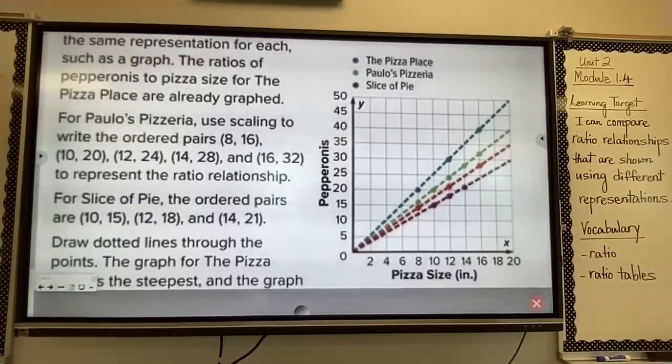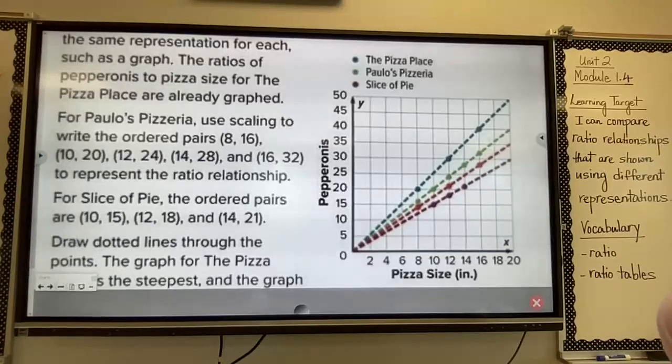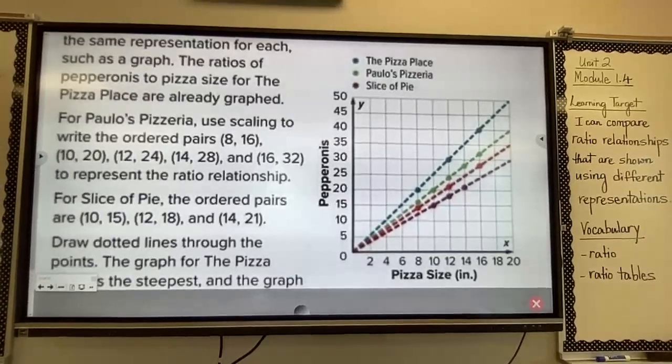Okay, so once again, please look over here. It's showing the ratios of pepperonis to pizza size for the pizza place. I have already graphed them for you. Okay, and now we are looking at this. For Slice of Pie, I've already told you that it was 10, 15, 12, 18, 14, 21.